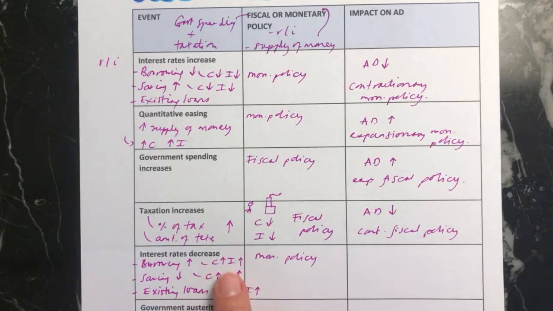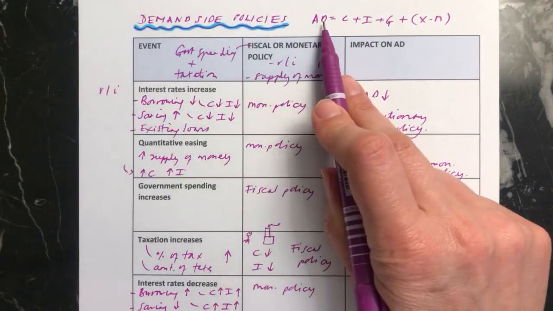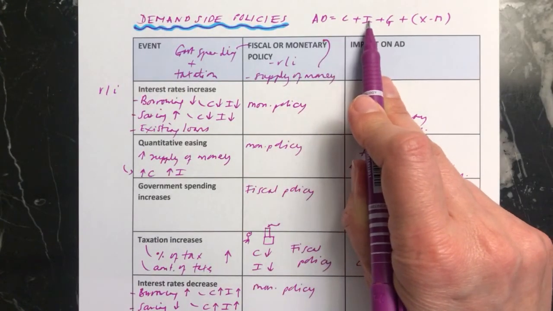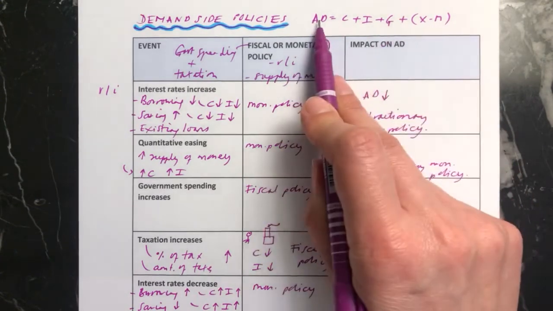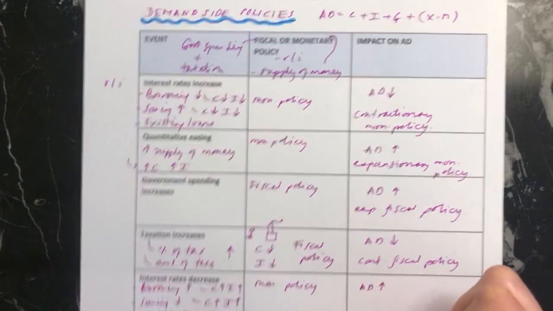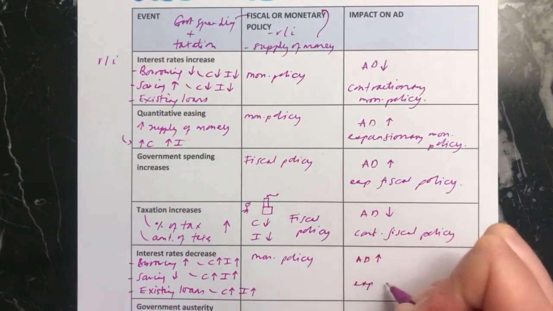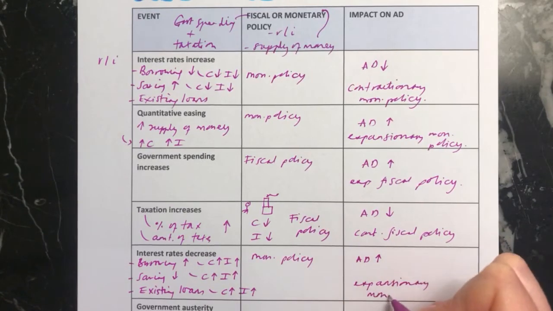So we can see here consumption's going up, investment's going up. And we know that if consumption goes up and investment goes up, if all of these other things stay the same, then aggregate demand will go up. And therefore, this is expansionary monetary policy.